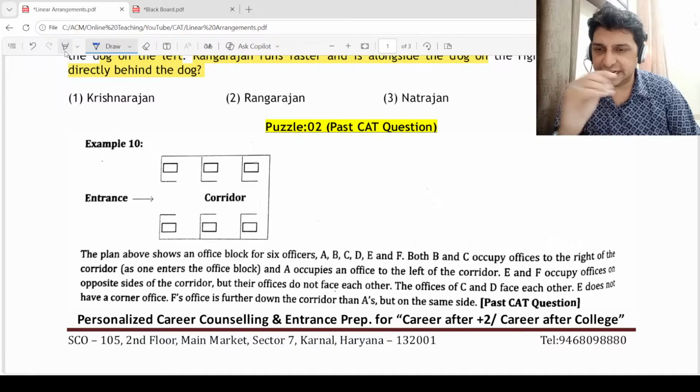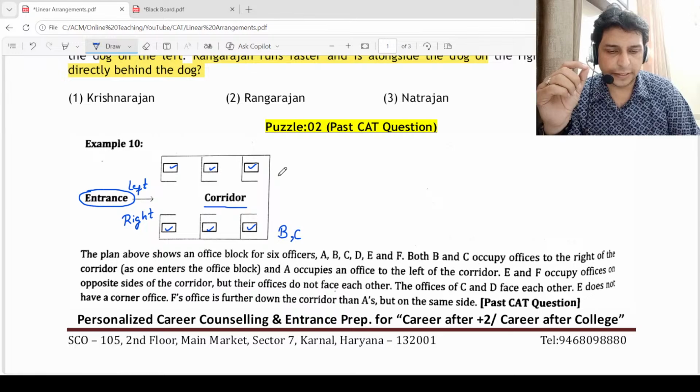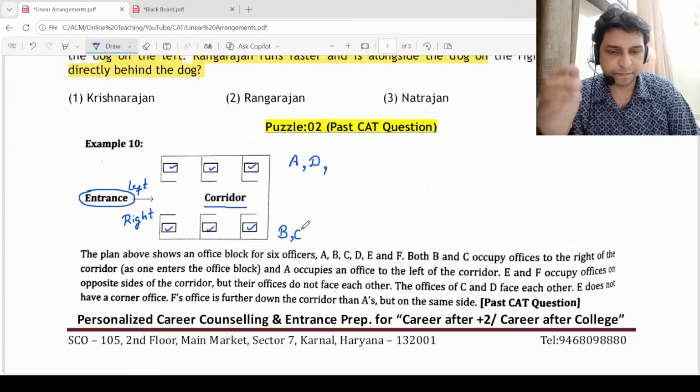Both B and C occupy offices to the right of the corridor. So B and C will be here to the right of the corridor as one enters the block. So when we enter, this becomes left and the down becomes right. And A occupies an office on the left of the corridor, so A is going to be on the left hand side. E and F occupy offices on opposite sides of the corridor, but they do not face each other. So we don't know where E is, where F is, but they are on opposite sides. That means D has to be along with A. Now E and F will be on different sides.